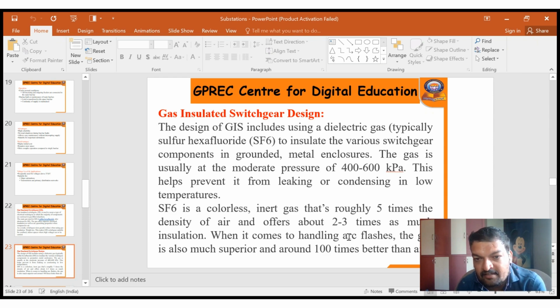When it comes to handling arc flashes, the gas is also much superior, around 100 times better than air. So SF6 is a colorless gas with very high density and high insulation property, and it also operates very fast during arc flashes or arc quenching, which is much better compared to air. That's why in gas insulated substations we go for SF6 gas. That is the property of SF6 gas.